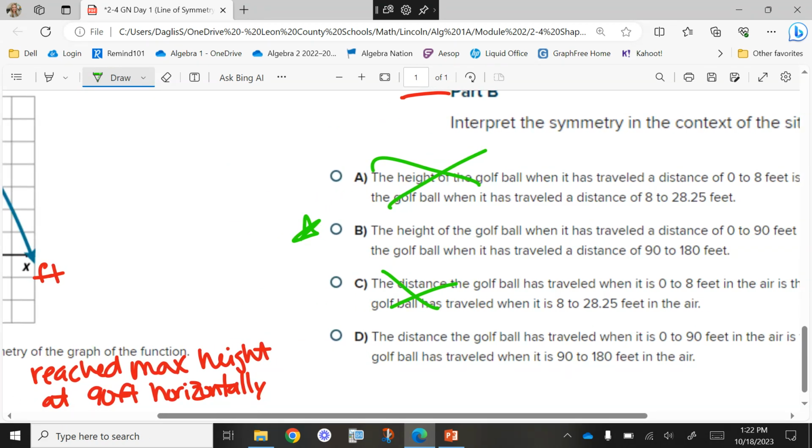Okay, so that one was almost it, and some of you picked that one. The issue is it's saying in the air, so that's reflecting the y coordinates, and that's why we don't like this one. Because it's 0 to 90 feet traveled, not up in the air. Does that make sense? So that's why D is not the answer, but B is. Traveled is horizontally. And then the height would have been the y's.